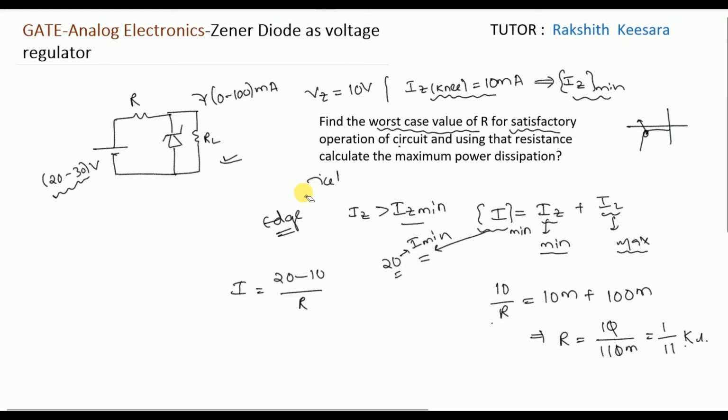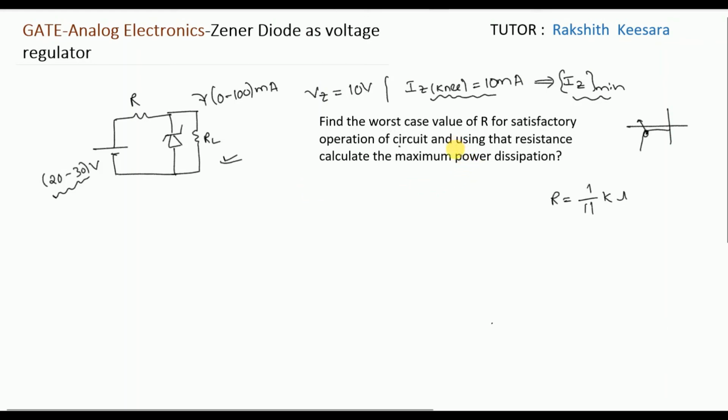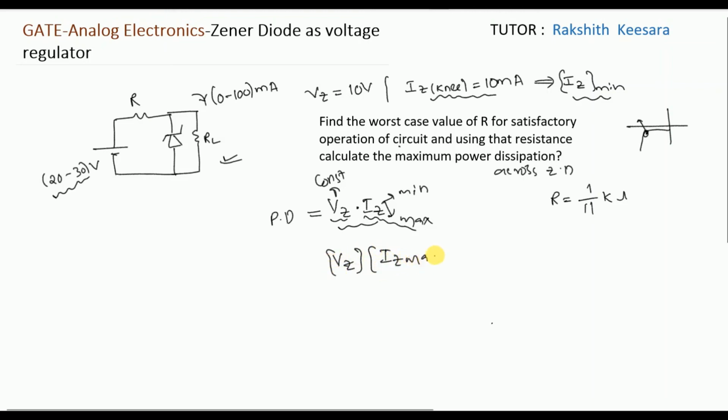I am removing all this. By using that resistance, calculate the maximum power dissipation. So maximum power dissipation is nothing but VZ into IZ. He is asking for the maximum power dissipation across the Zener diode. So power dissipation is VZ into IZ, guys. What is the value of VZ? It will be constant. What is the value of IZ? It will vary between minimum and maximum. So for maximum power dissipation, we should consider VZ into IZ maximum. Is this okay, guys?